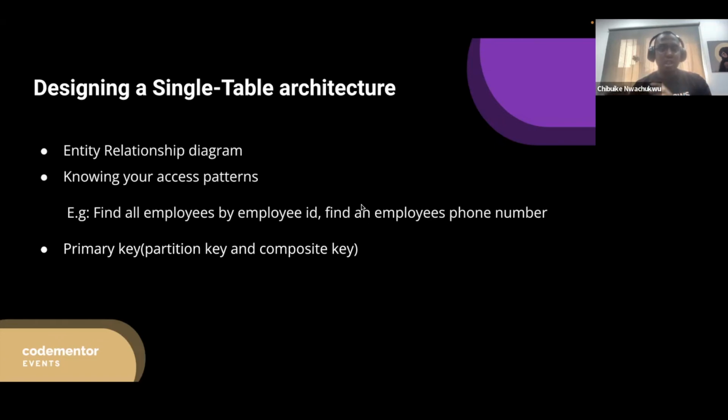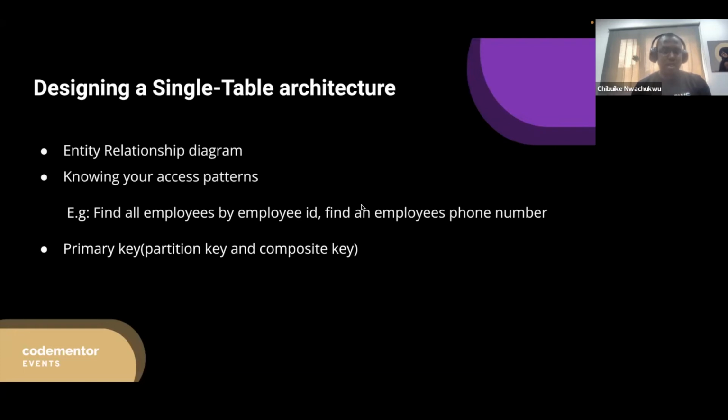Knowing how each table or each entity in the code interacts with the others gives us an understanding of the access patterns that would possibly be called, or the possible access patterns that users will request. Take, for instance, we need to get all employees, or we need to get an employee by a particular ID, or an employee's phone number. These are access patterns that we have to actually design from the ER diagram.